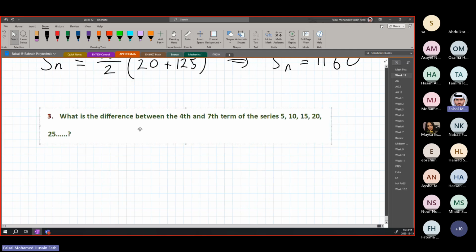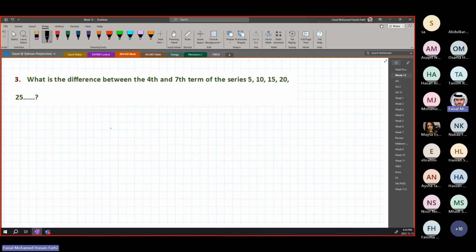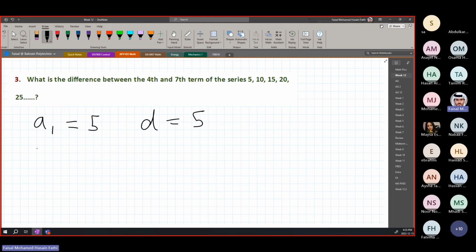Number 3. This is from the tutor worksheet 3. What is the difference between the 4th and 7th term of the series? First of all, let's find the 4th and 7th term. Yalla, I want you guys to answer. What is A1? What is the first term equal to? It's very easy. Quick. What is the common difference? Yes, 5. Easy. Okay?